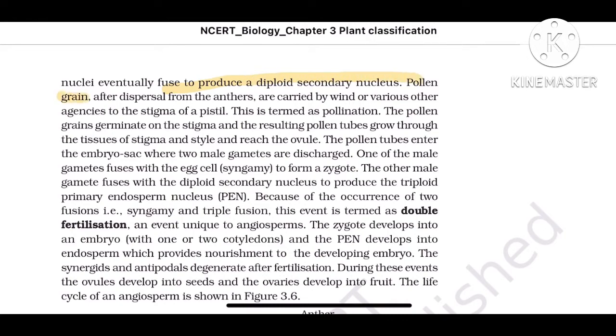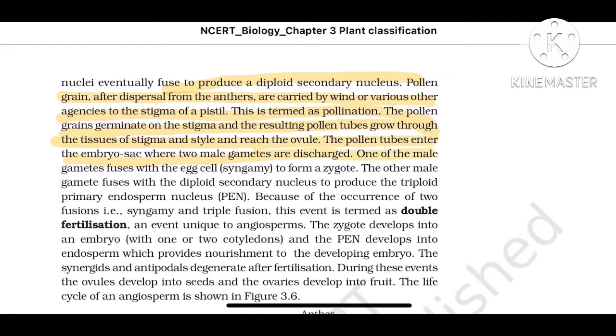Pollen grains after dispersal from the anthers are carried by the wind or various other agencies to the stigma of a pistil. This is termed pollination. The pollen grains germinate on the stigma and the resulting pollen tubes grow through the tissues of the stigma and style and reach the ovule. The pollen tubes enter the embryo sac where the two male gametes are discharged.